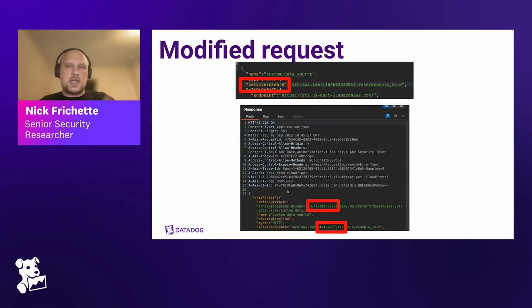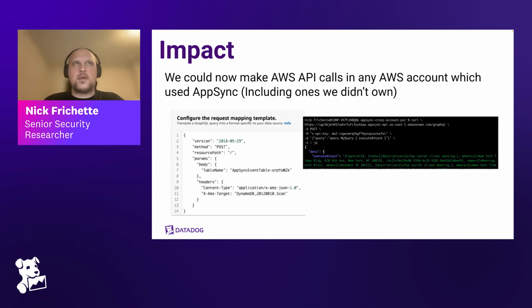To further demonstrate this, if we take a look at the bottom in the response, the data source ARN and the service role ARN are from two separate AWS accounts, further demonstrating that we were able to bypass that validation and specify arbitrary roles in other AWS accounts. And so the impact of this is that, because of this vulnerability, we could now select any IAM role which had a trust relationship with the AppSync service, and ask AppSync to assume that role on our behalf and perform actions in that account, including accounts that we didn't own or have any authority to interact with.